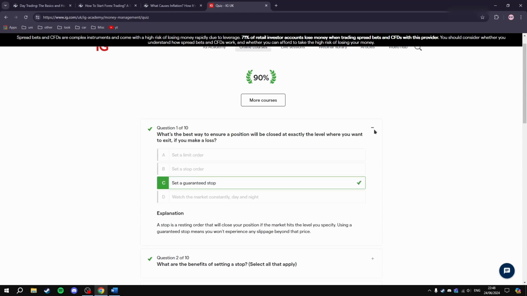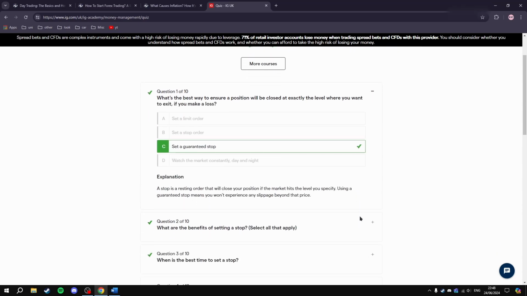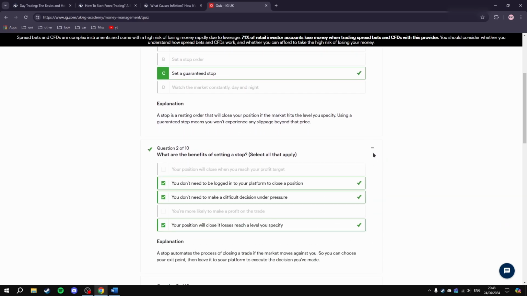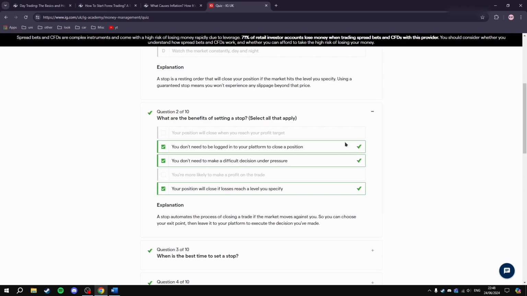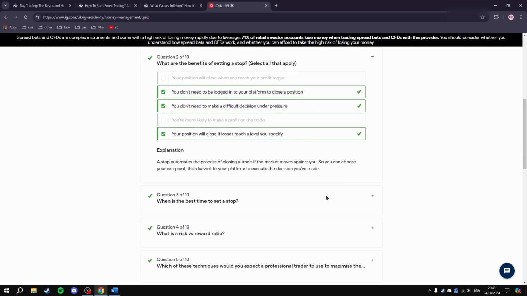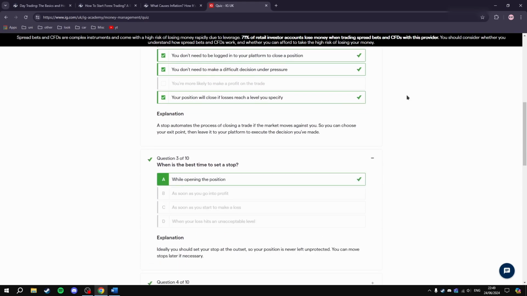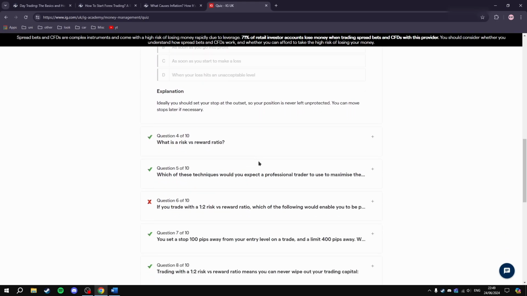A stop is a resting order that will close your position if the market hits the level you specify. Using a guaranteed stop means you won't experience any slippage beyond that price. So a stop automates the process of closing a trade if the market moves against you, so you can choose your exit point, then leave it to your platform to execute the decision you've made. Ideally, you should set a stop at the outset so your position is never left unprotected. You can move stops later if necessary.